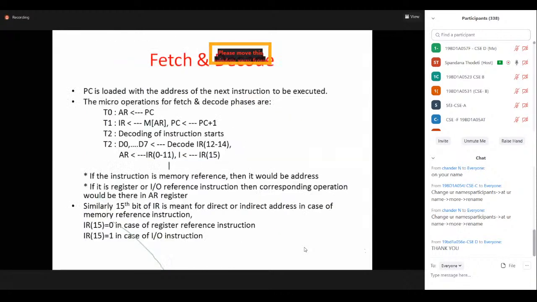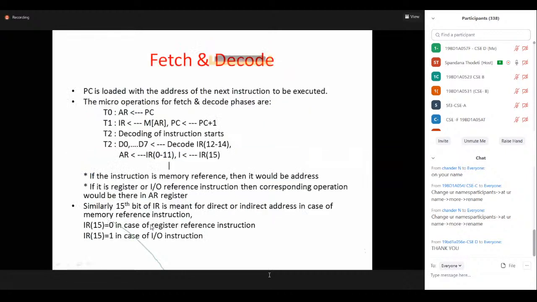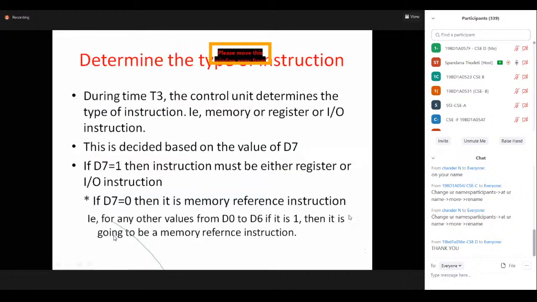Is it clear? Now, here also, if it is a memory reference instruction, then this IR contains the address. If it is a register reference or IO instruction, then whatever is there in the IR specifies the type of the register reference or IO reference instruction. You know what this ith bit is, right? If it is a register reference instruction, what will be the ith bit value? IR of 15 should be equal to 0, sorry. In the same way, if it is an IO instruction, IR of 15 should be equal to 1. That is what I have included here. If it is register reference, the 15th bit of the instruction register should be equal to 0. If it is an IO instruction, that 15th bit is equal to 1. Clear?